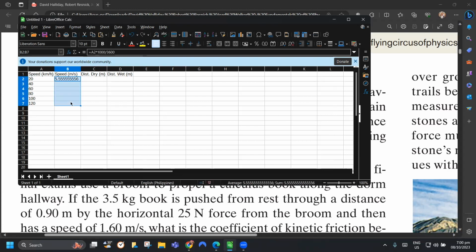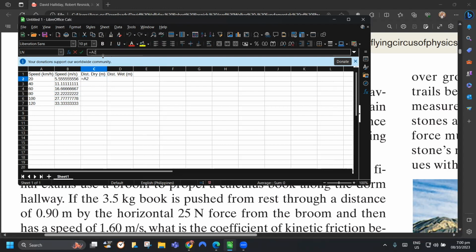That's why I say it's fast: it's only one formula and then you can drag down. This is how you compute if you know the speed in meters per second.